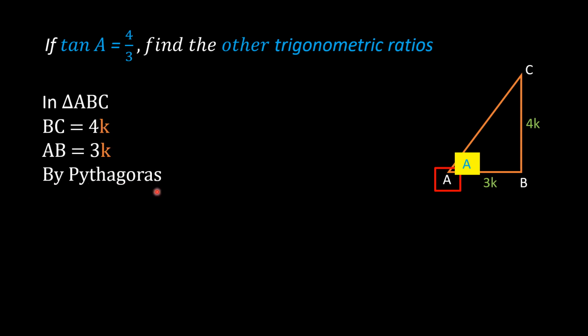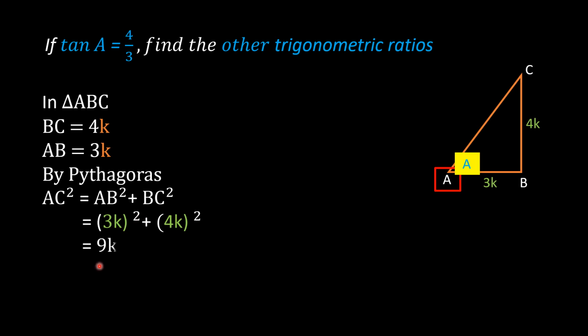By Pythagoras we will find AC. We write AC squared equals AB squared plus BC squared. Substitute the values: 3K for AB, 4K for BC, 3K whole squared will be 9K squared, 4K whole squared will be 16K squared, 9 plus 16 will be 25K squared. So AC will be under root 25K squared, which will be 5K. So we will write AC equals 5K here.